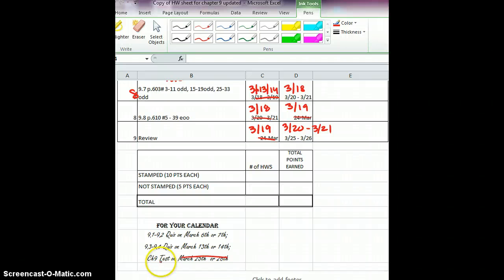So your chapter 9 test instead is going to be March 20th for block 1 or March 21st for block 2. Couple of important things. So this is what I want to check on Tuesday. I want you to make sure you have this because we have moved around some dates. Look at them now, press pause if you don't have them, but make sure that you get those.